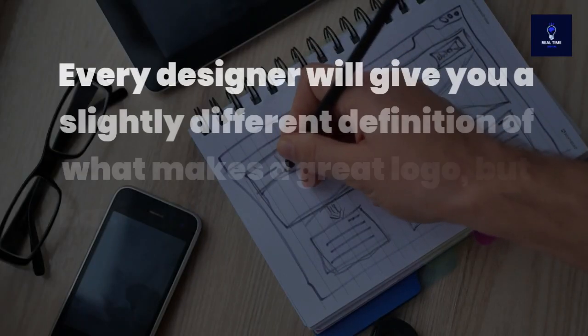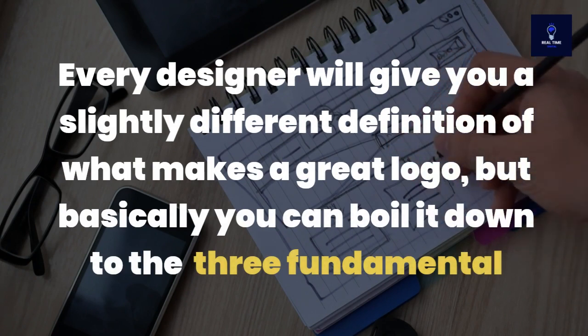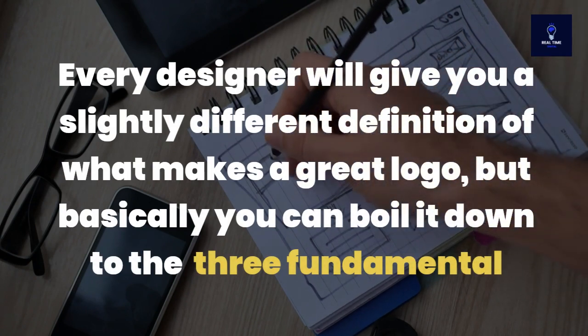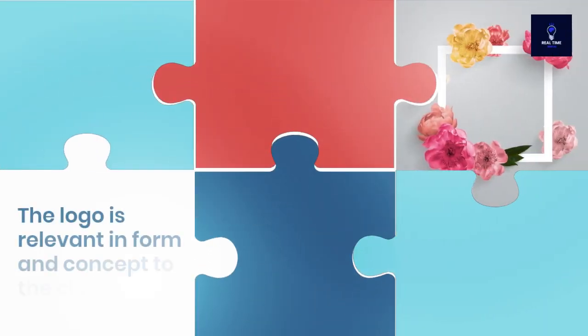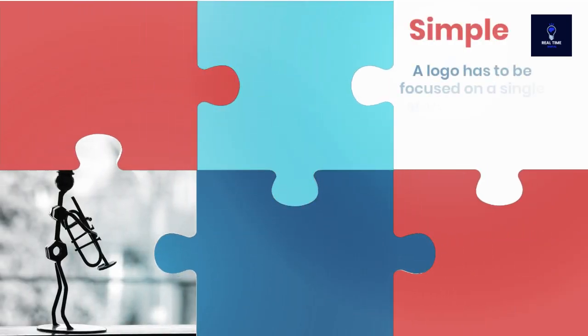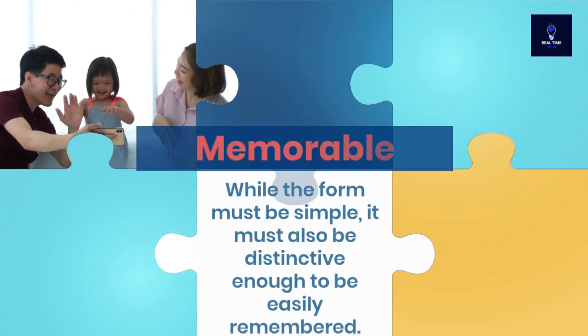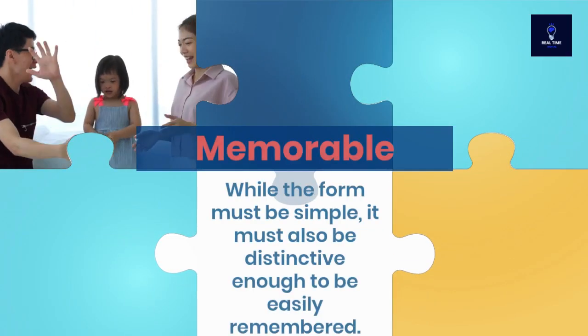Every designer will give you a slightly different definition of what makes a great logo, but basically you can boil it down to the 3 fundamental logo design principles. Appropriate: the logo is relevant in form and concept to the client and its industry. Simple: a logo has to be focused on a single story, and in most cases it must be uncomplicated in form. Memorable: while the form must be simple, it must also be distinctive enough to be easily remembered.